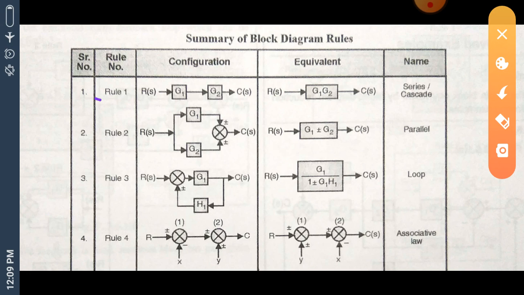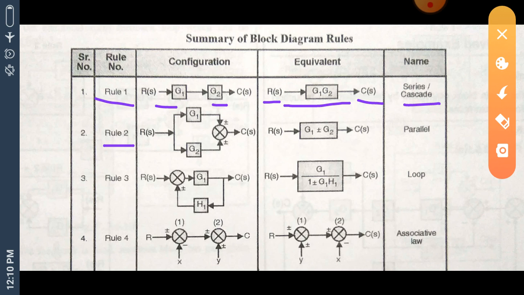The first rule is the series or cascade rule. If two blocks, let's say G1 and G2, are connected in series, then their equivalent block can be drawn by multiplying their forward path transfer functions together. So here G1 and G2 are multiplied together. R(s) is our reference input, C(s) is the controlled output.